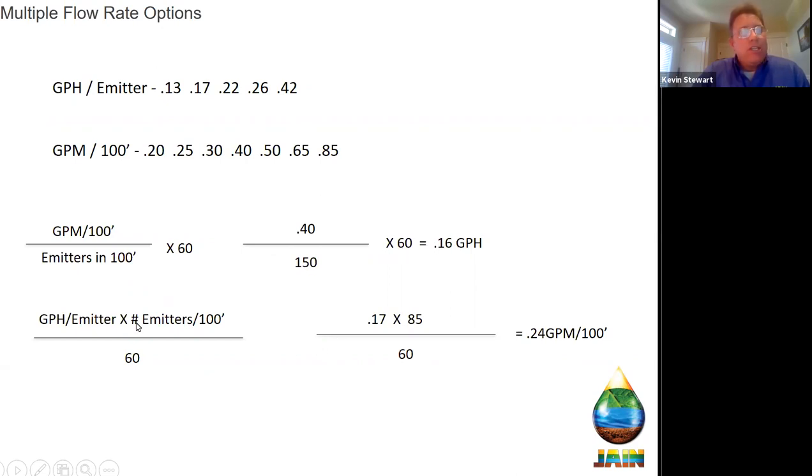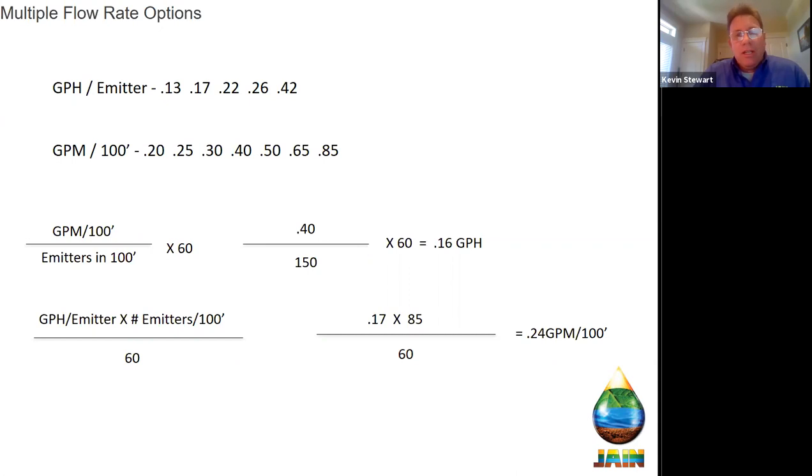And then I did kind of just reverse the math on here, trying to take it from gallons per hour per emitter and switch it into gallons per minute per 100 feet. So I don't mean to confuse anybody. I felt like it was worth spending just a minute or two talking about this. I can give this slide, and I've got a few cheat sheets where we kind of go back and forth.